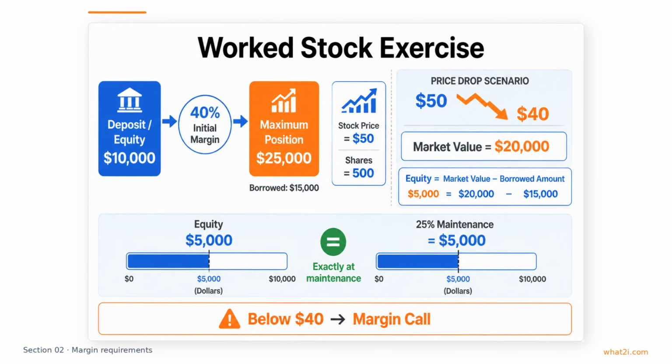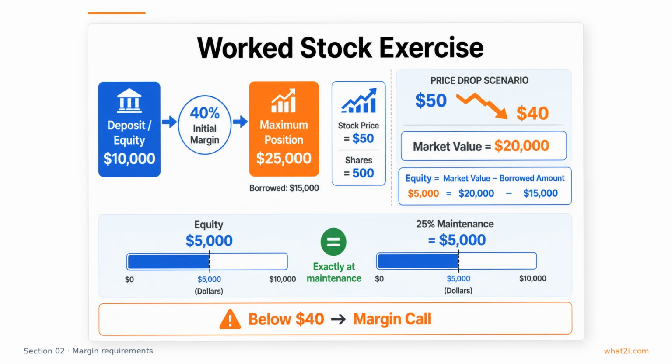If the price falls to $40, the market value drops to $20,000, while the borrowed amount remains $15,000. That leaves equity of $5,000, which is exactly 25% of the new market value. So at $40, the account is right at maintenance, and any further drop would push it into margin call territory.